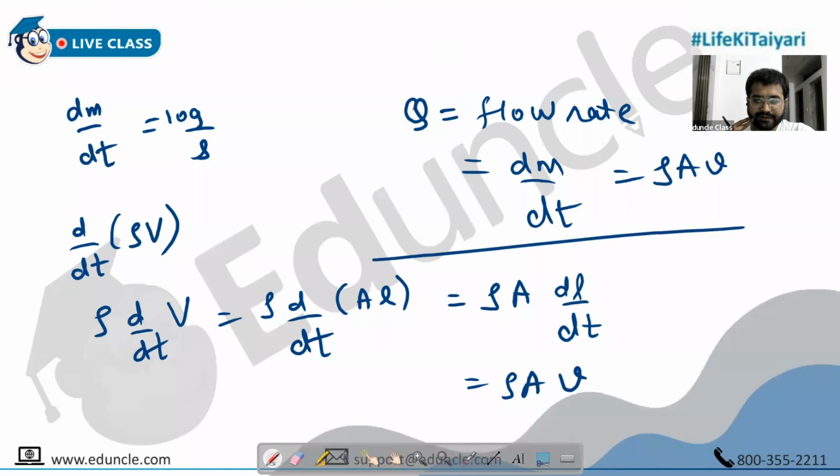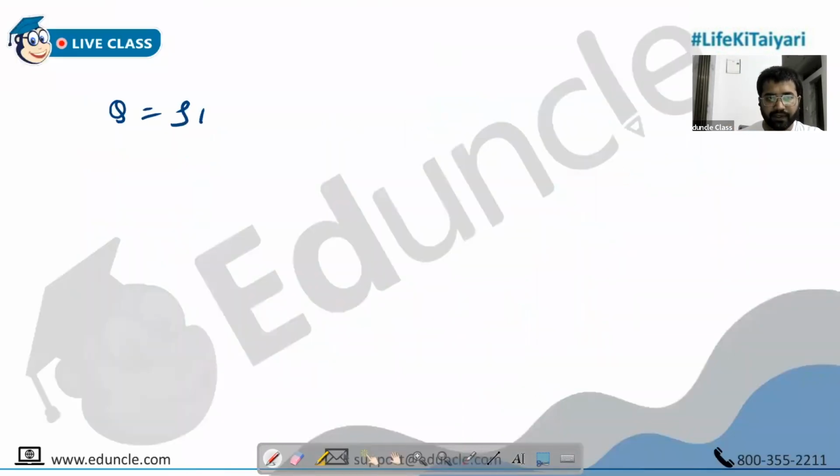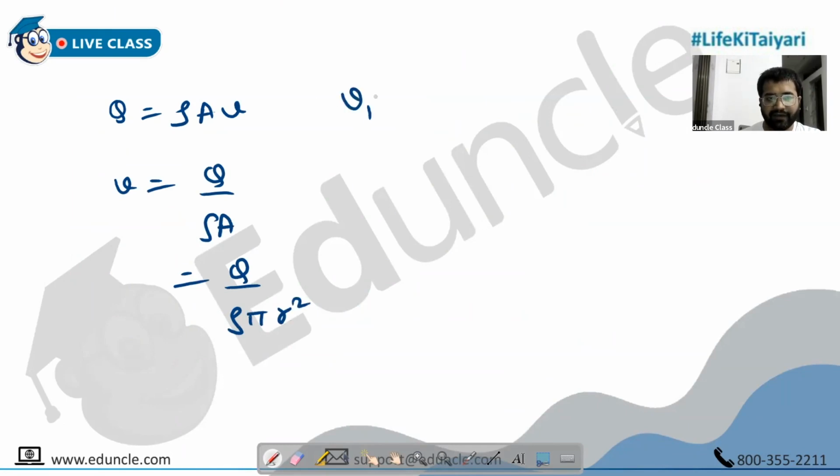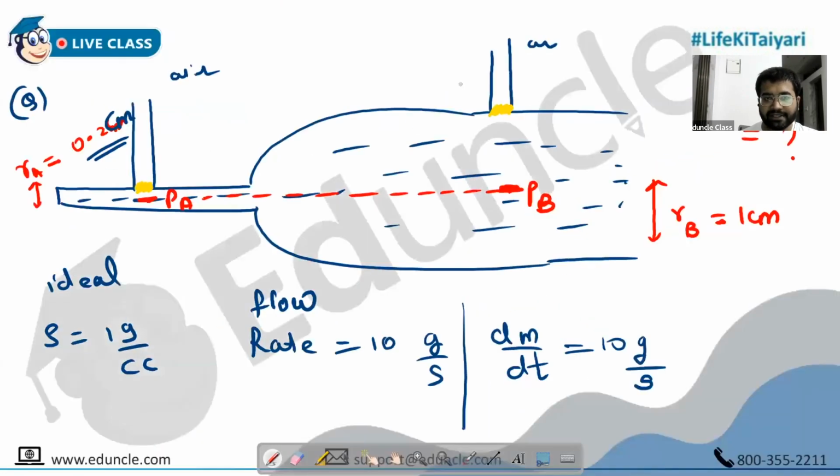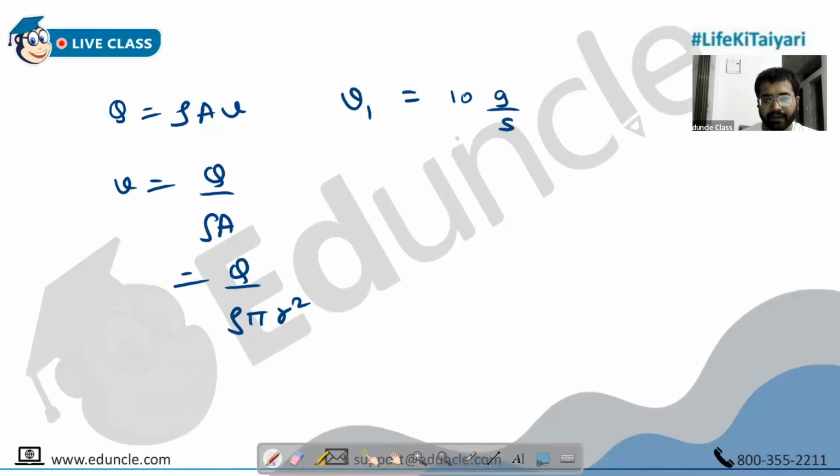Any questions? Okay. So they have given us Q. Q is rho A v. So I can find v from here, which is Q upon rho A. So this will be Q upon rho into pi r square. So let's find the velocity in the first tube, in the first compartment. Q they have given us, the flow rate, is 10 grams per second. Rho, they have given us, is 1 gram per centimeter cube.